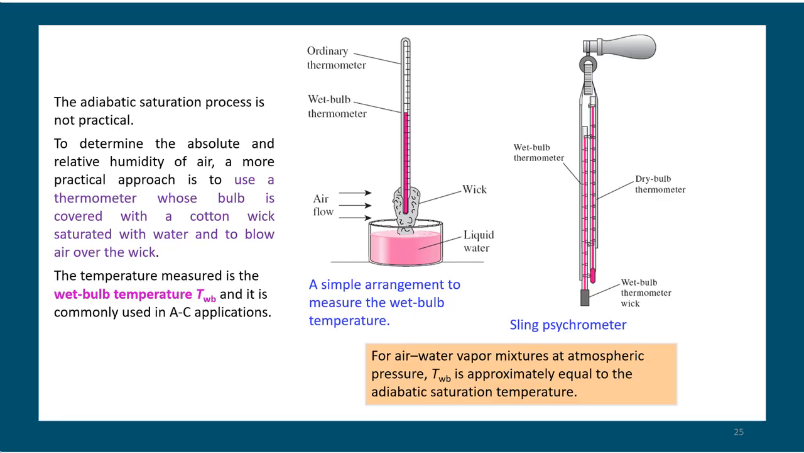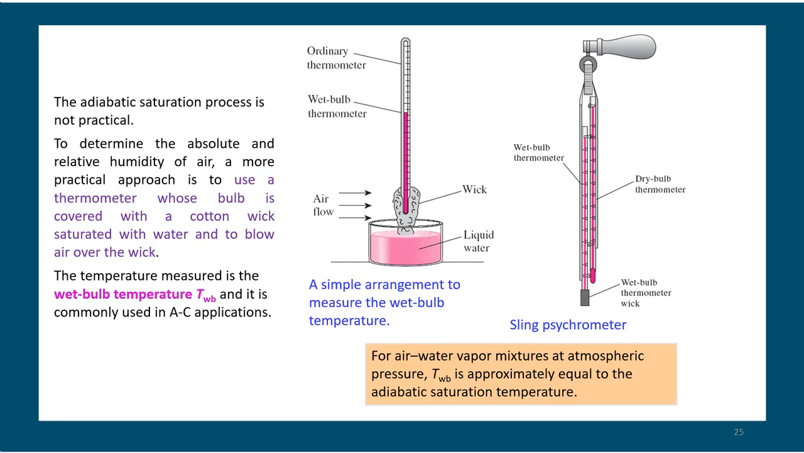system. If you look at here, the adiabatic saturation process is not practically possible. So, to determine the absolute and relative humidity of the air, a more practical approach is to use a thermometer which has a bulb connected with a wick, and the wick is saturated with water by continuously supplying water to it.